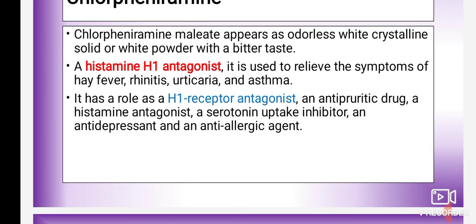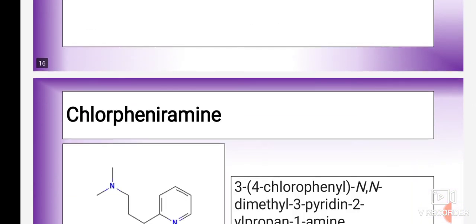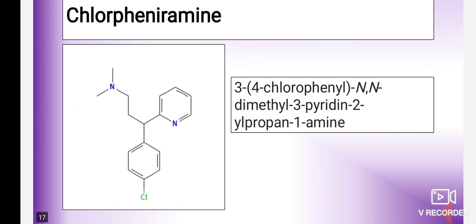It has H1 antagonistic activity: it binds to the H1 receptor and blocks the receptor. It is used to relieve the symptoms of hay fever, rhinitis, urticaria and asthma. It has a role as an H1 receptor antagonist and antipyretic drug, a histamine antagonist, a serotonin uptake inhibitor, an antidepressant and an anti-allergic agent. So these are the different medicinal uses of chlorpheniramine.